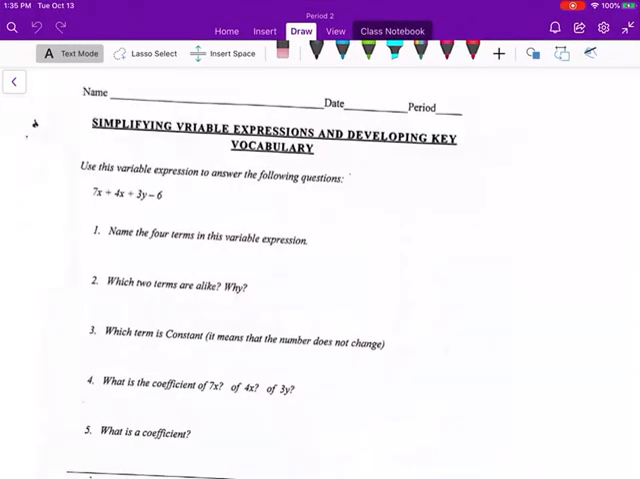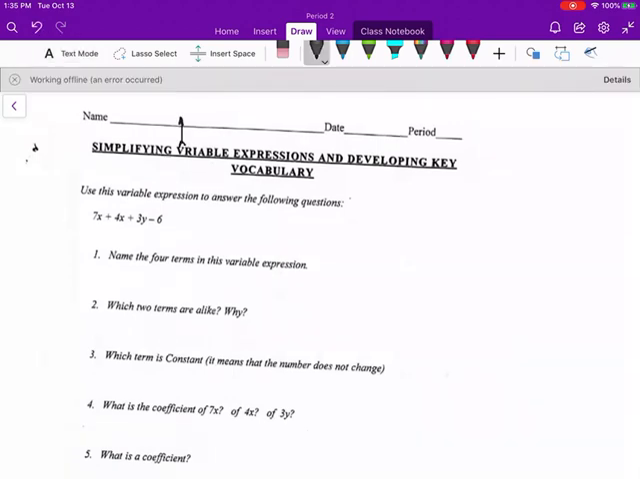Okay, guys, today we are going to look at some vocabulary. This is about simplifying variable expressions. Oops, I just noticed we're missing an A right here. So we're going to be looking at simplifying variable expressions, also known as algebraic expressions.